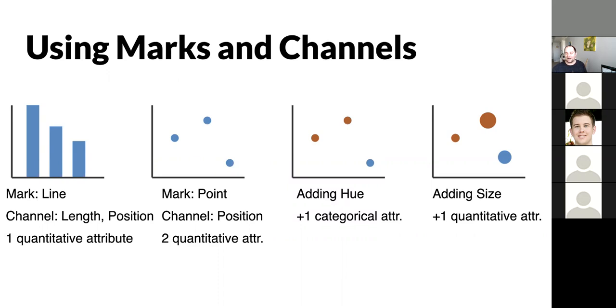I can then add a categorical attribute on top of it by, for example, encoding hue. This would be, is it a grad student or an undergraduate student? And then finally, I can continue adding to it. I can add size to these items as an additional quantitative attribute, like how many classes this person is taking this semester. In theory, I have all of these different channels available, and I can keep adding them to the marks and making this more complex. In practice, that is often not the best idea.